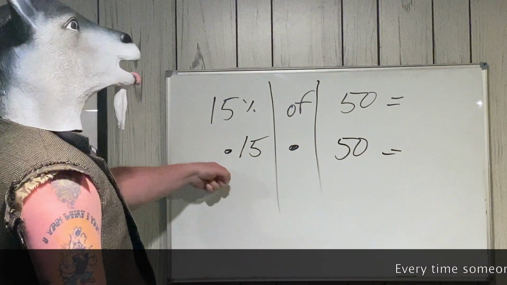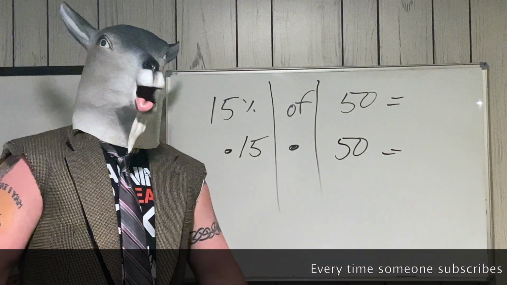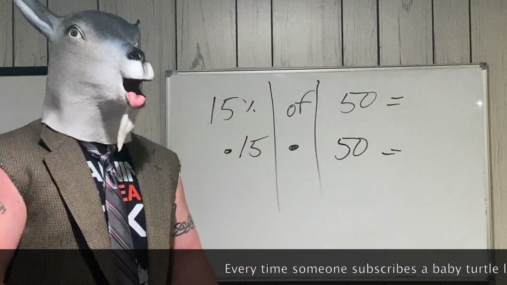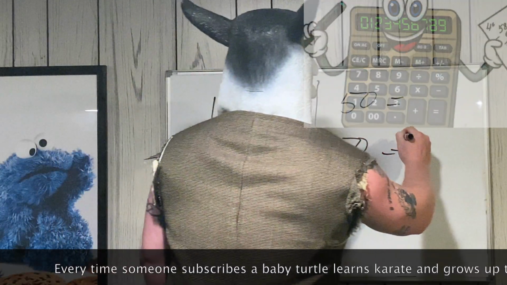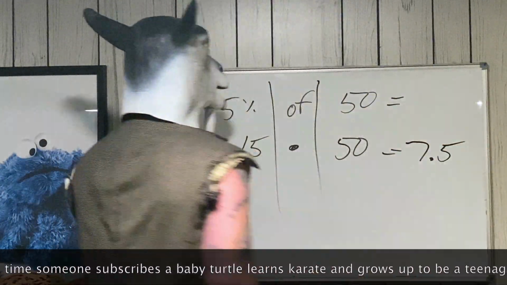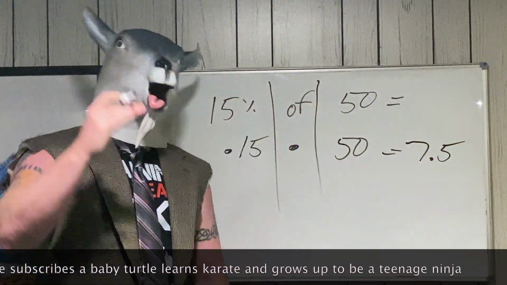So we got 0.15 times 50. Everyone, you can just put it in your calculator, or you can just trust the GOAT. Either way, you're going to get 7.5. And 15% of 50 is 7.5.